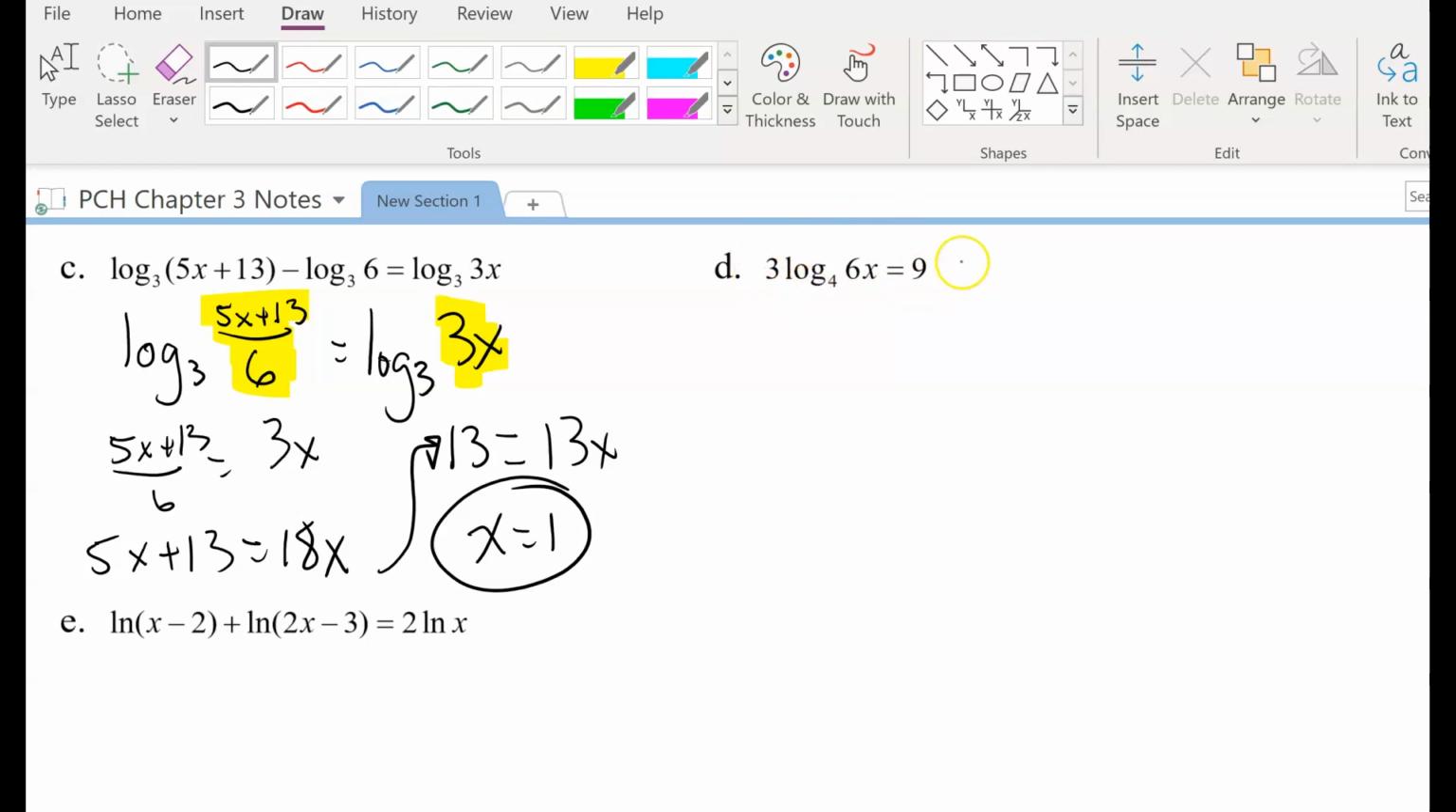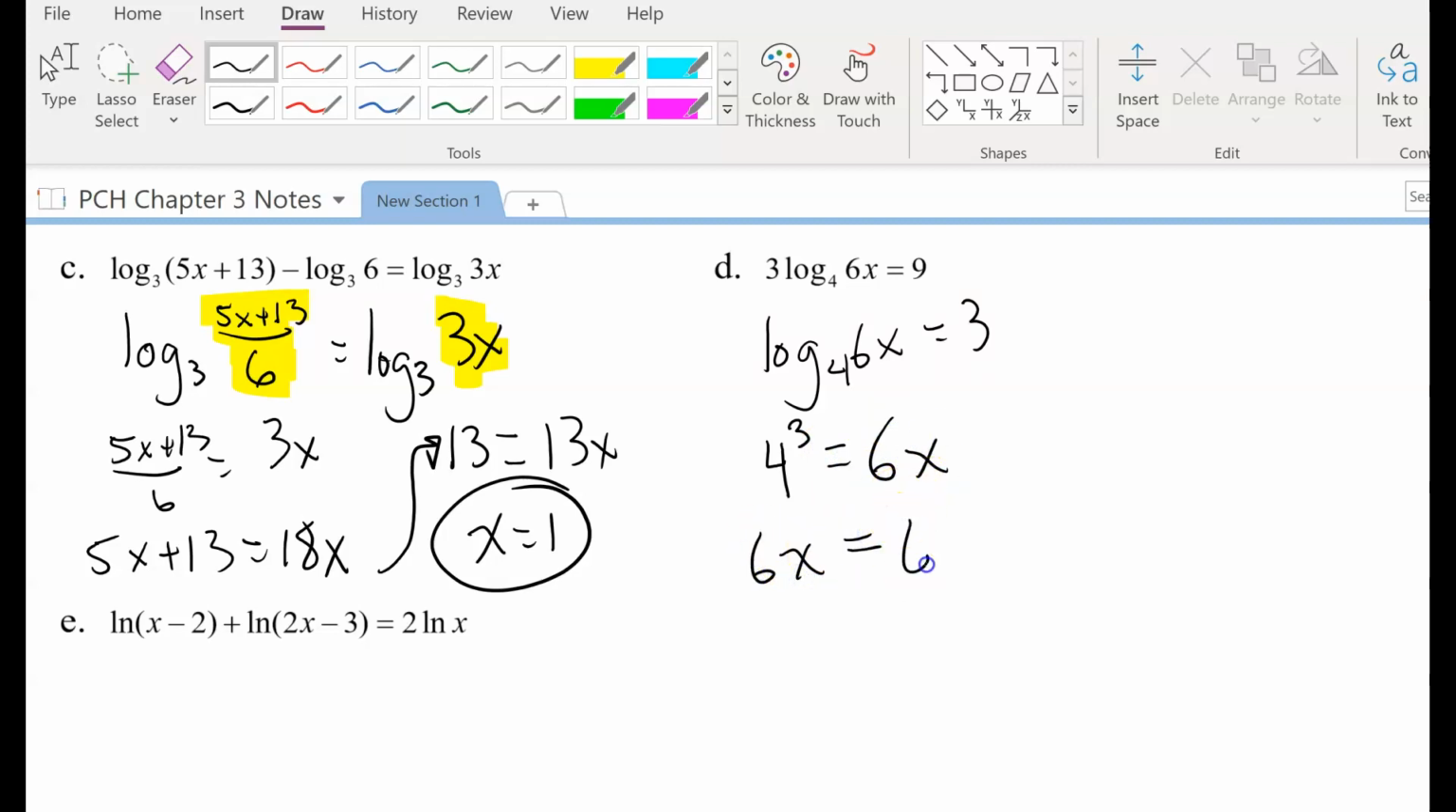Again, we're trying to isolate x, so let's divide both sides by 3. Now, we could move that up to be an exponent, but it just seems easier if we divide both sides by 3 to start. So log base 4 of 6x is equal to 3. And let's use our log properties to rewrite this in exponential form. So 4 cubed is going to equal 6x. So we know that 4 cubed is 64, and x is going to be 64/6, which is 32 thirds.